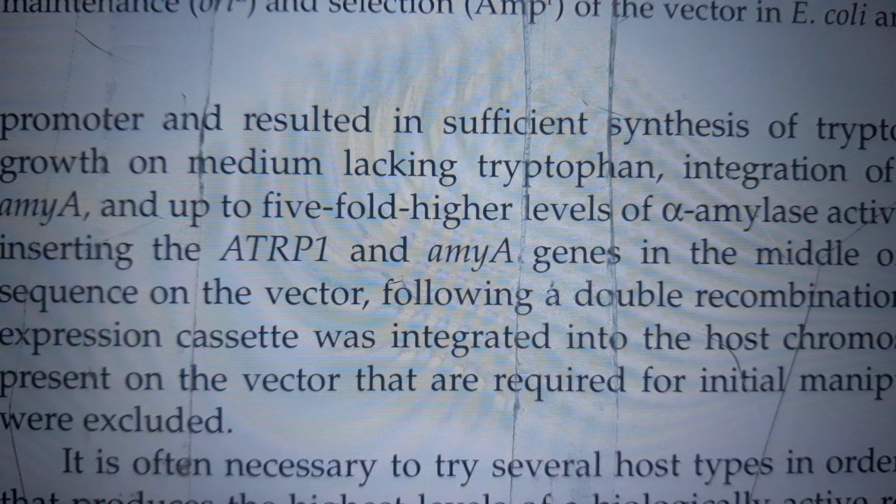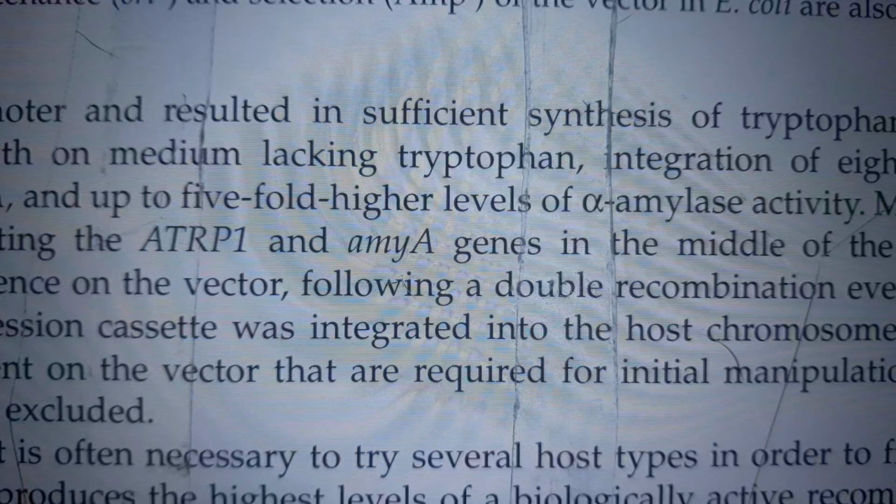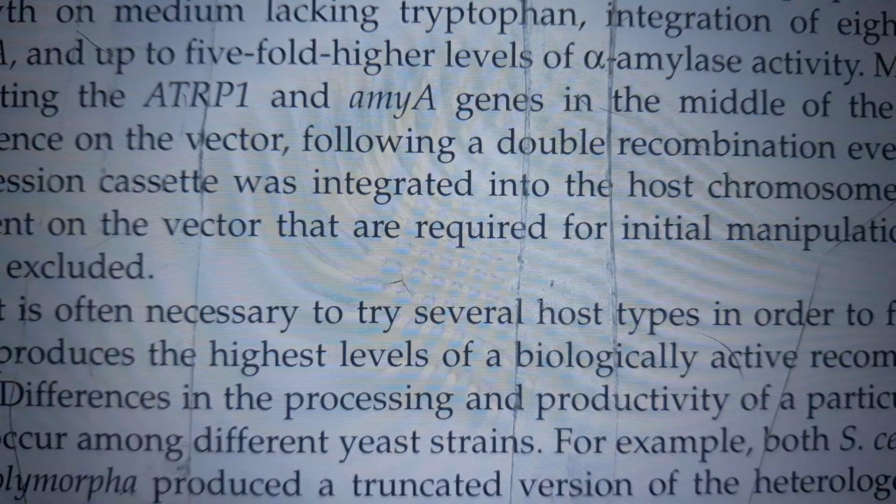Integration of 8 copies of the alpha amylase gene resulted in up to 5-fold higher levels of alpha amylase activity. Moreover, by inserting the ATRP1 and alpha amylase genes in the middle of the 25S rDNA sequence on the vector, following a double recombination event, only the expression cassette was integrated into the host chromosome. Sequences present on the vector that are required for initial manipulation in E. coli were excluded.